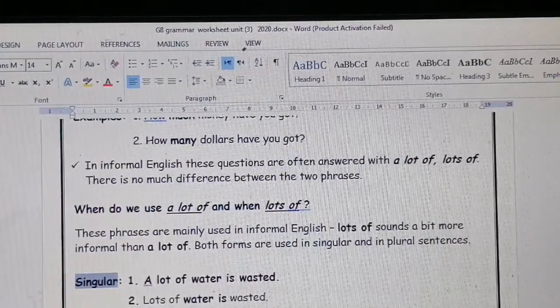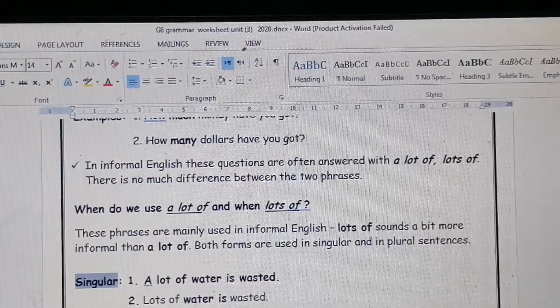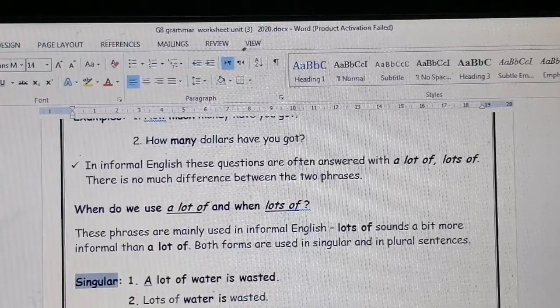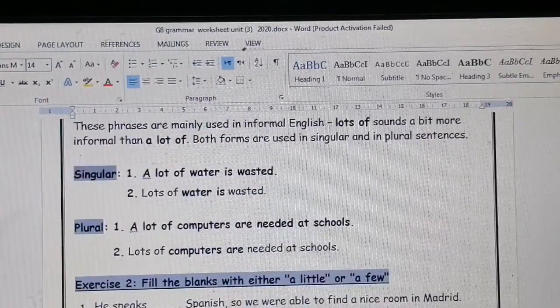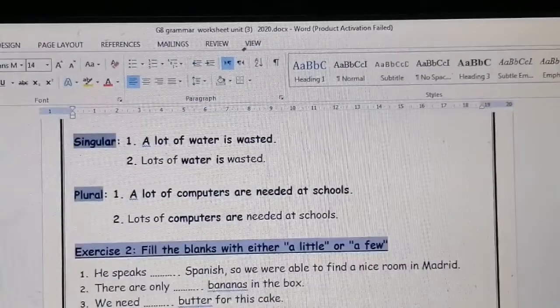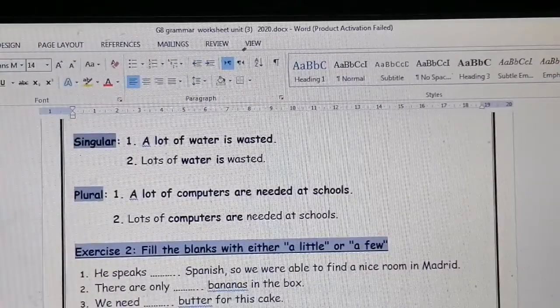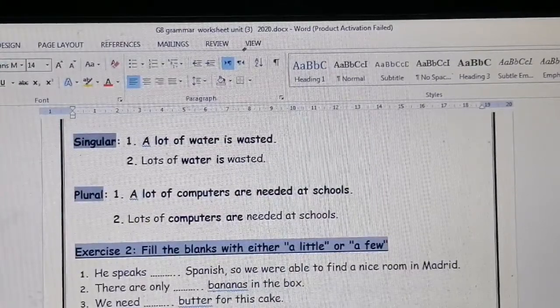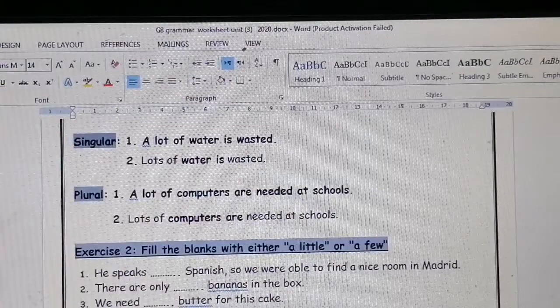Both forms are used in singular and plural sentences. Singular: number 1, a lot of water is wasted. Number 2, lots of water is wasted. Look at plural: a lot of computers are needed at schools. Number 2, lots of computers are needed at school.